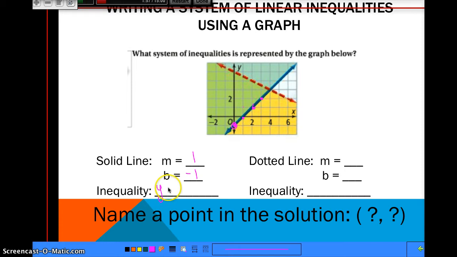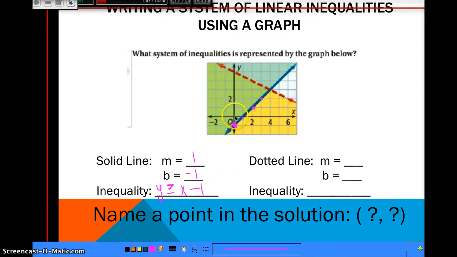y. I'm not sure if it's going to be greater than or less than, even though you can notice that from the blue line it's shaded above it. We have double shading, which is very confusing to look at, but it's going to actually be greater than or equal to, because it's a solid line. We can check with our checkpoint to be sure, but let me finish this one up. So it's my m, which is 1, x minus 1.